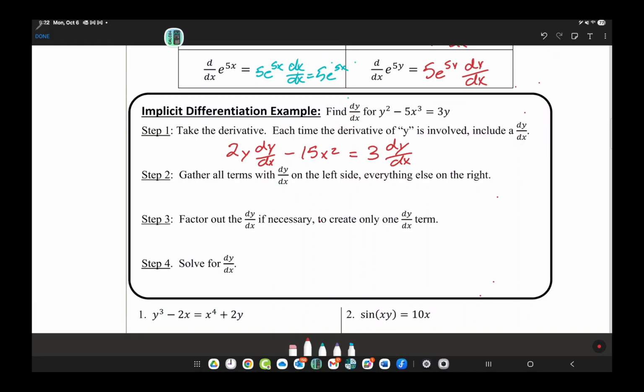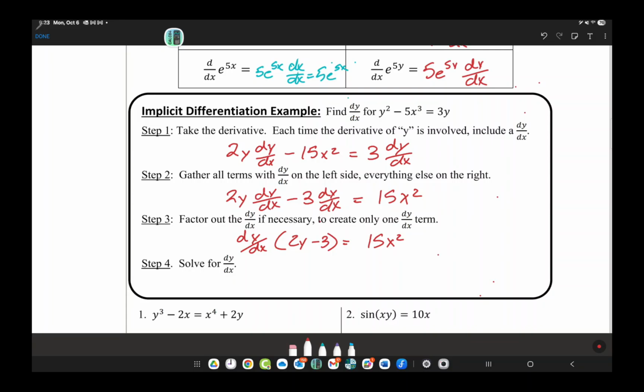Second step is to get all your dy dx's on one side and everything else to the other. Usually it says to the left, and it's a good habit to get it to the left. So I'm going to bring this 3 dy dx over. So 2y dy dx minus 3 dy dx is equal to 15x squared. Subtract the 3 dy dx over and add the 15x squared to the right. Third step, factor out the dy dx. So dy dx times 2y minus 3 equals 15x squared.